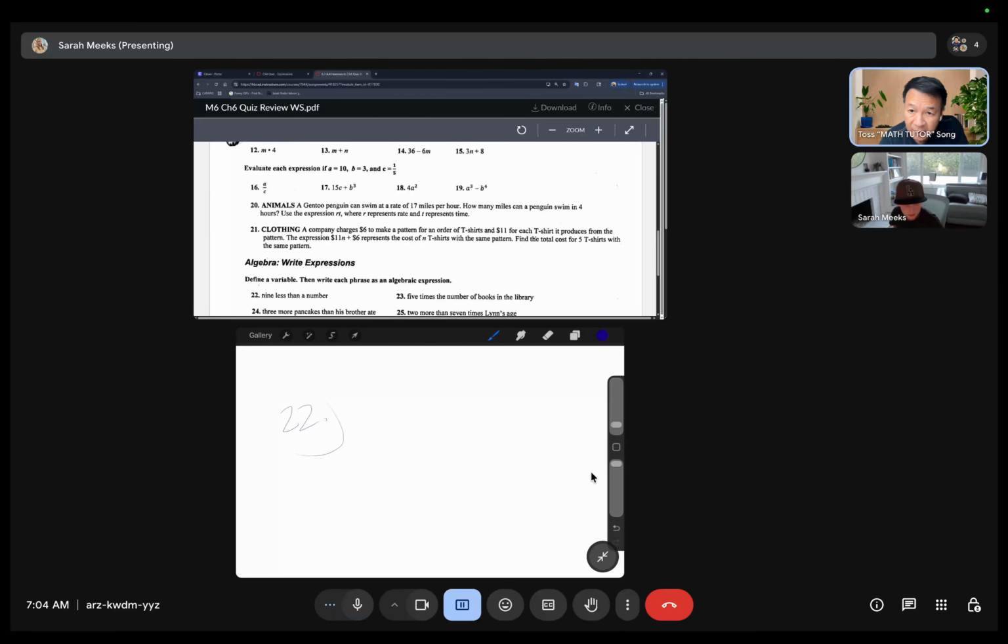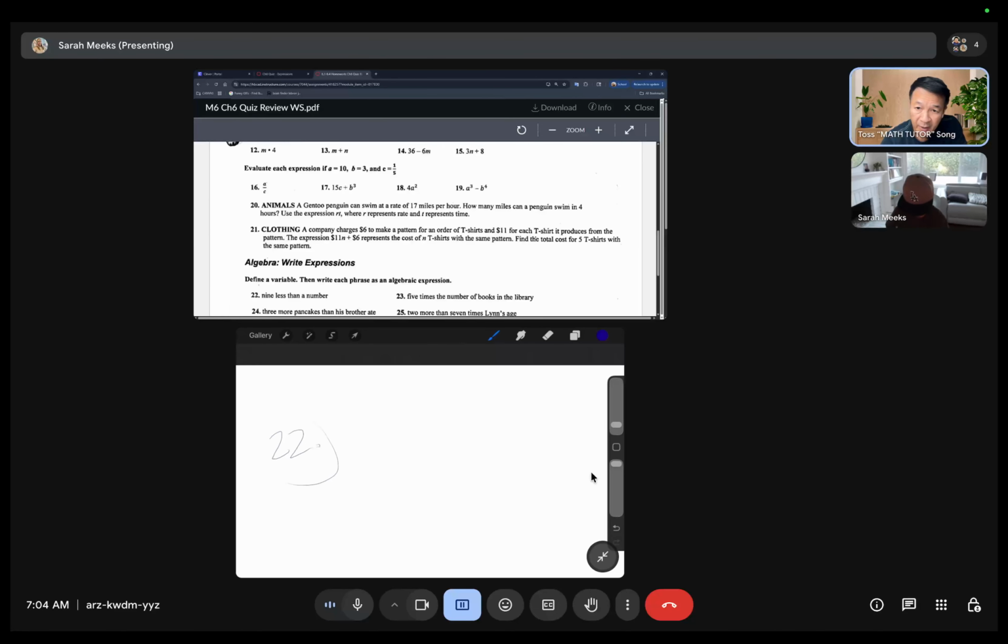22. Define variable. I want to do at least a couple here. Define means you have to declare it; they call it define. How? For example, number 22, 9 less than a number. You can say something like this: Let n equal a number. I recommend you do it, but I'll do one more so you see how you can actually define a variable.